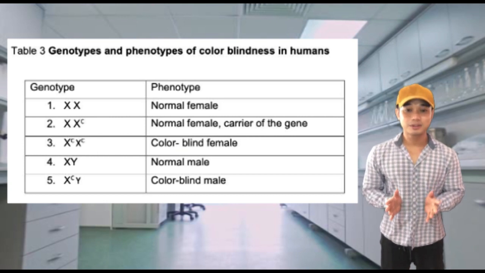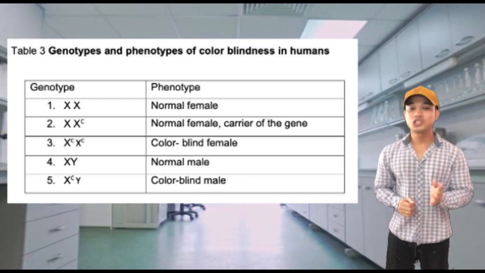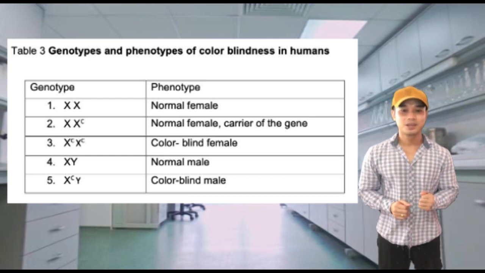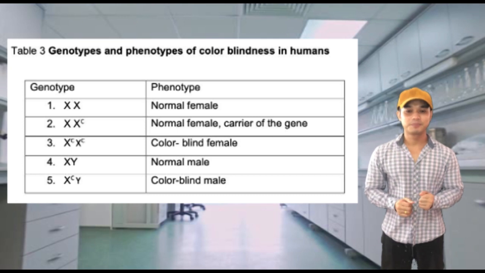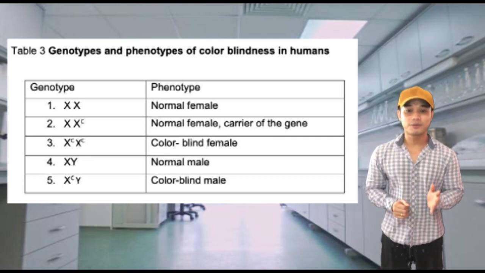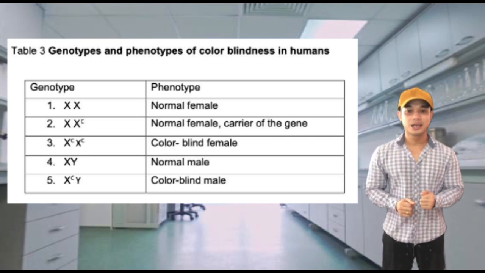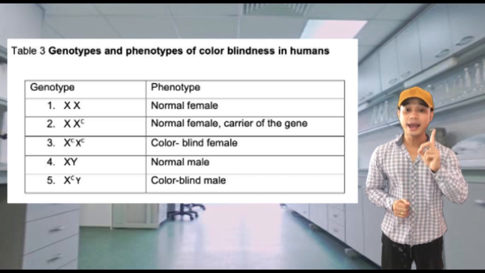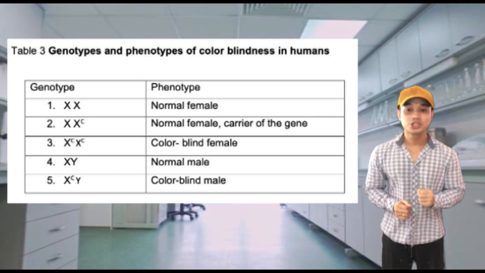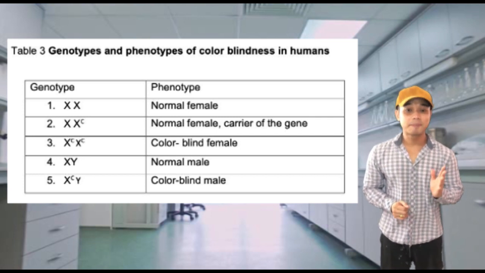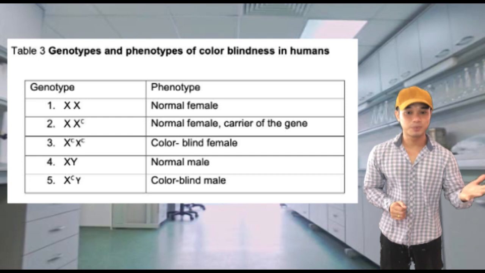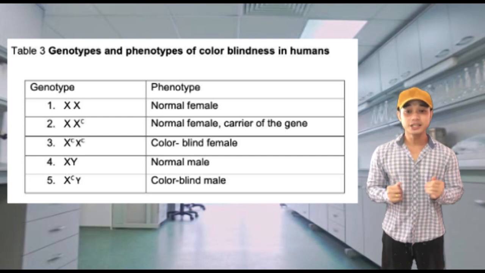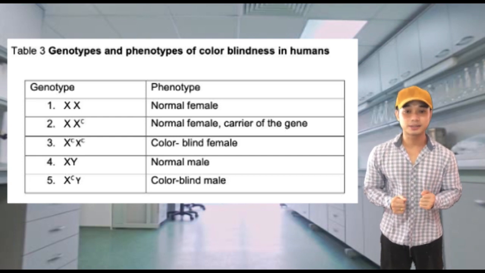Notice that for a female to become colorblind, she must be homozygous for the colorblind genes. The trait is therefore recessive in females. If a female has only one X chromosome with the allele for color blindness, she becomes normal but can pass on the trait to her offspring. She is therefore a carrier of the trait.